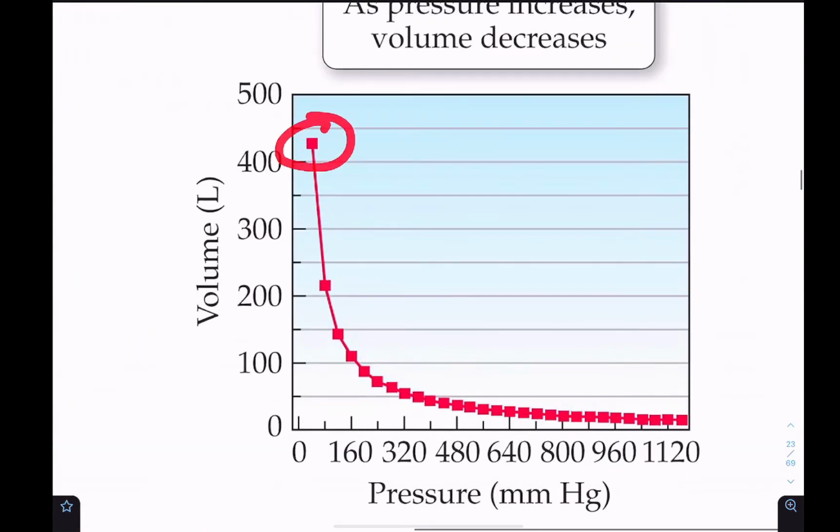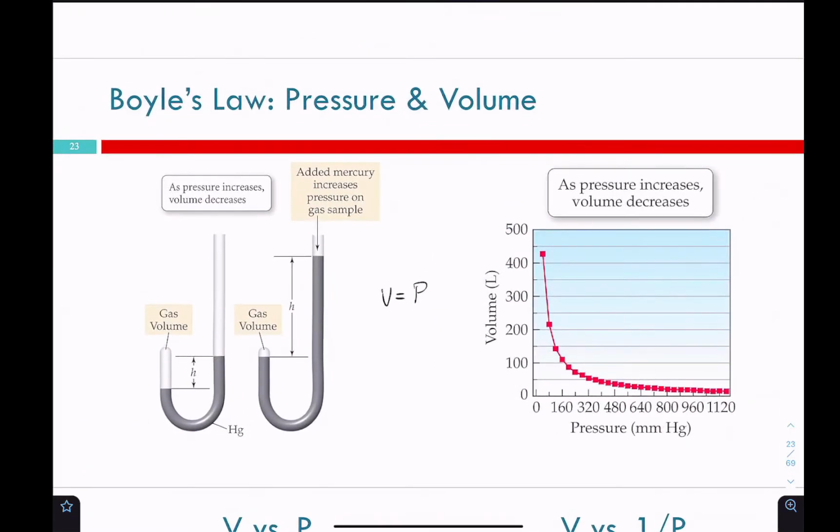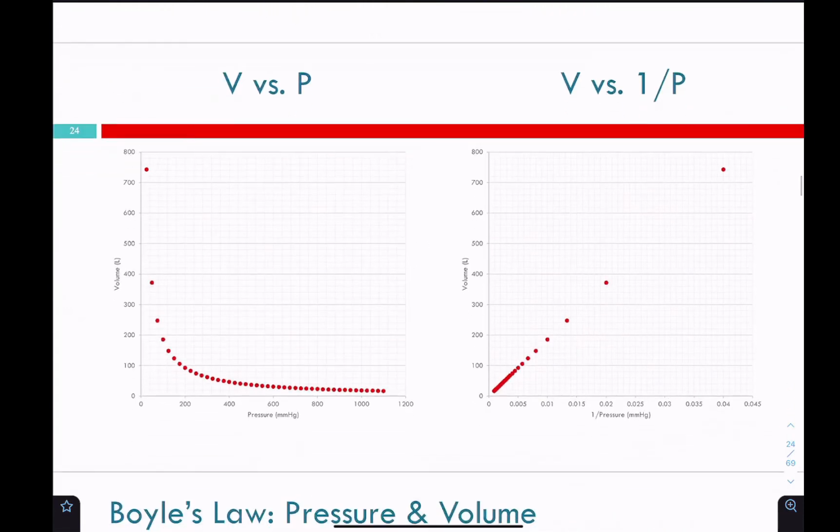So here's our volume. As the volume decreases, pressure increases. And so this relationship is what V equals, well, not T, P. Right, the relationship between V and P is this, but if we take that P and instead write it as 1 over P, it becomes a perfectly straight line.